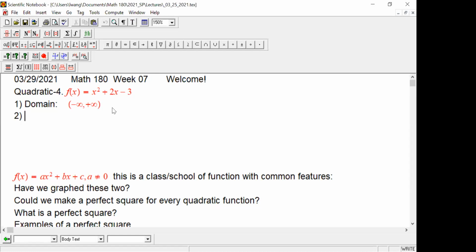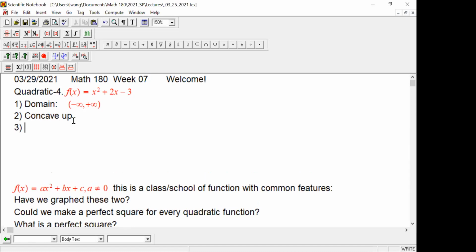I was asking you for concavity. And of course, you see the picture. It's concave up. Okay, number 3. Y-intercept. We know that there's always a y-intercept, right? So what is that y-intercept? The y-intercept is where the curve crosses the y-axis. How do we find the y-intercept? You make x 0. That's right.